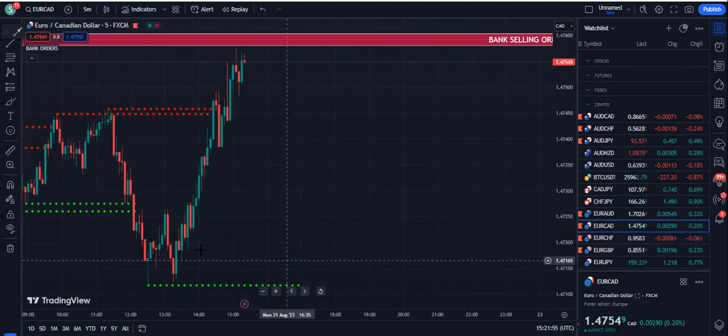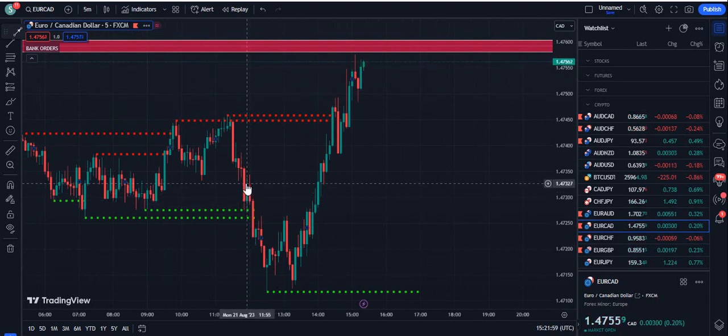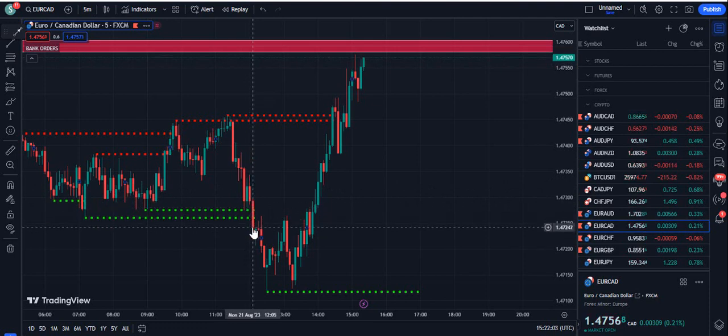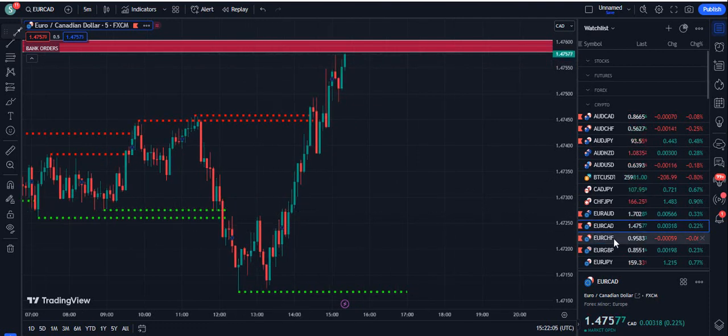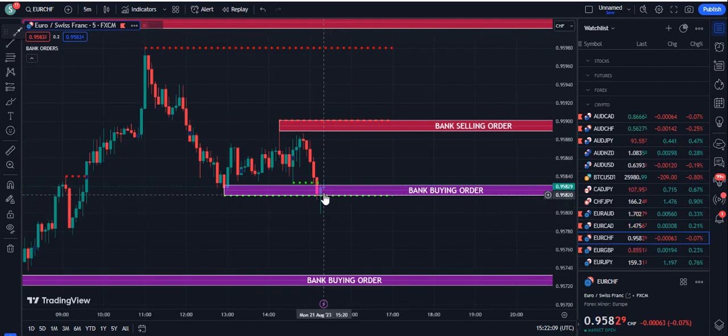Okay, so let's have a look. You can see here that we have a stop loss case. The market pumped up, and then the bearish candle went down. But again, as I have explained, the bank levels are very key levels. For example, look at this one on Euro CHF. You can see we have a bullish candle from the bank level, so you can take your chance.